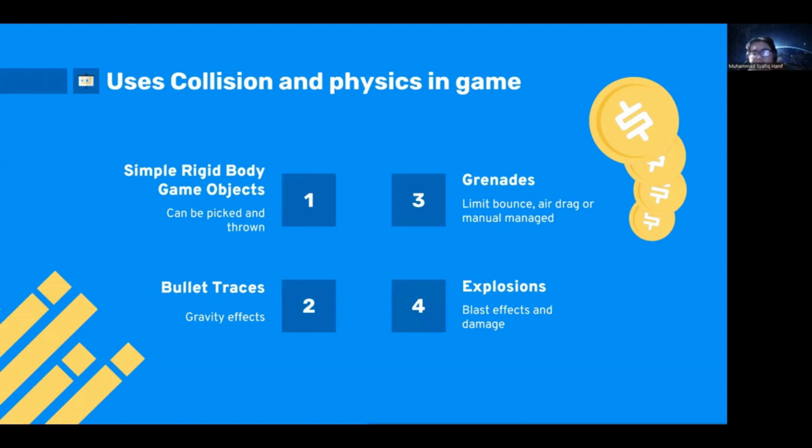Second is use of bullet traces. Example, use of lasers and bullets. These are affected by gravities. Then the creation of grenades that can bounce and be limited by using air drag or manually managed. Then explosion that mimics their sound and created blast effect and also surrounding damages.